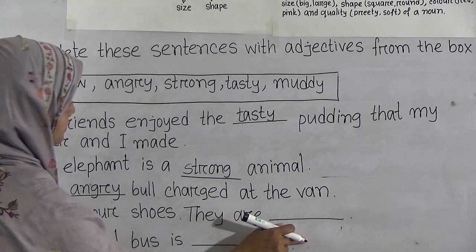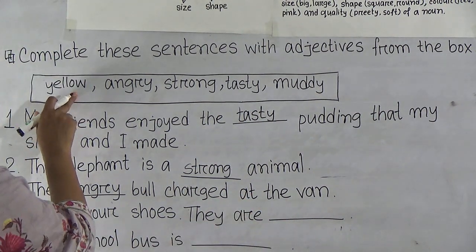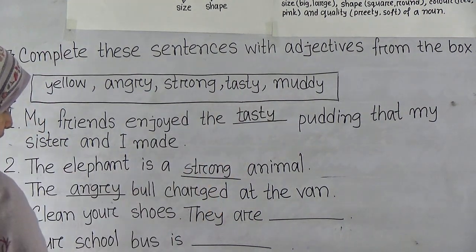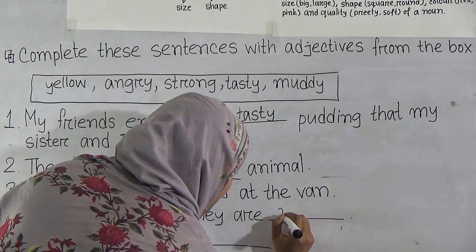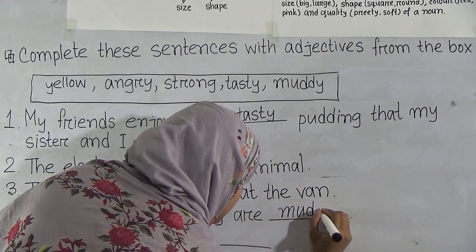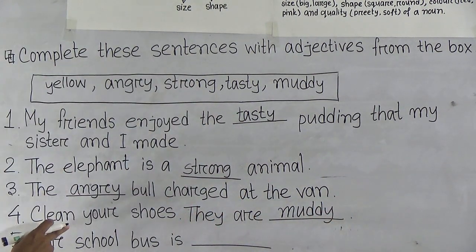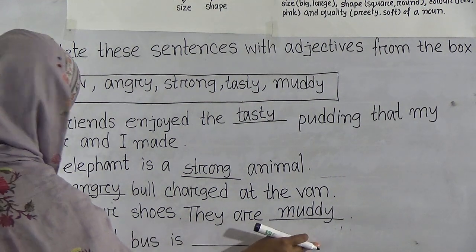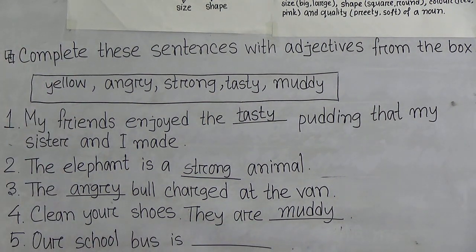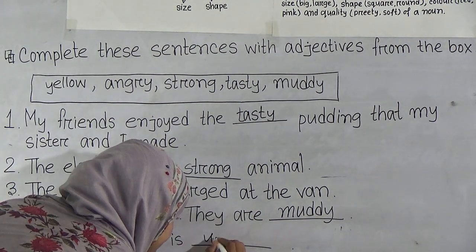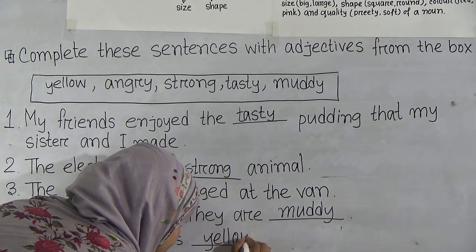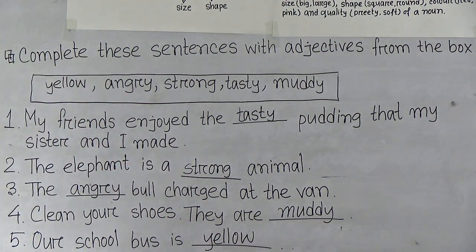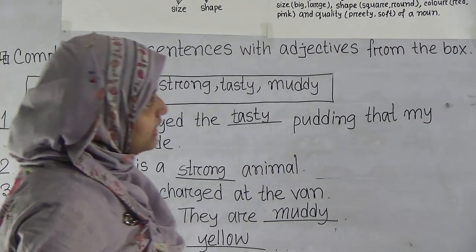Number 4, clean your shoes. They are dash. Which one, yellow or muddy? They are muddy. So, clean your shoes, they are muddy. Number 5, our school bus is dash. Here only one is left, so it will be yellow. Our school bus is yellow. Now we'll do other exercises.